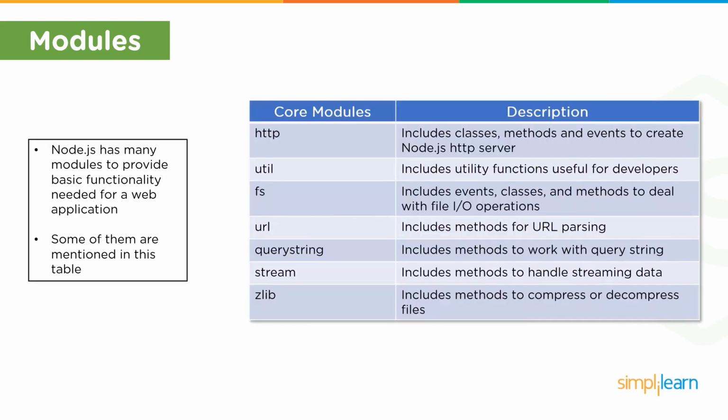So there are a bunch of core modules. HTTP for a default web server is installed. You also have URL for URL parsing, and query string, which allows you to work with methods. But you have here a list of the different types of modules that you can use.